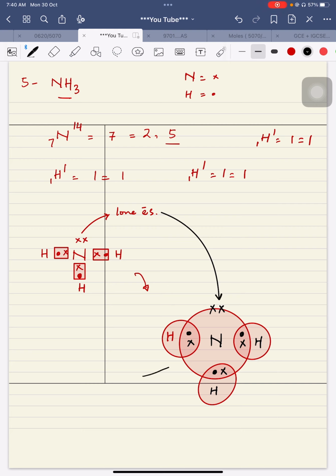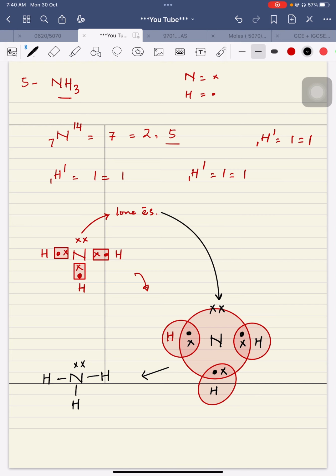And then what is the next diagram? It is called the bonded diagram. We can see that nitrogen has 3 sharing regions. Each sharing region has 1 pair of electrons, so it is going to convert itself into a single covalent bond. This is how we are going to draw the structure of ammonia.